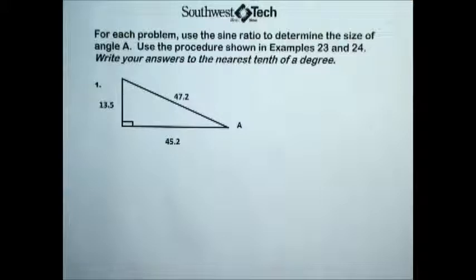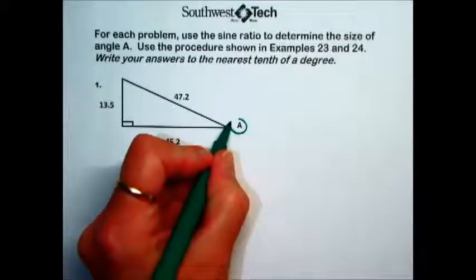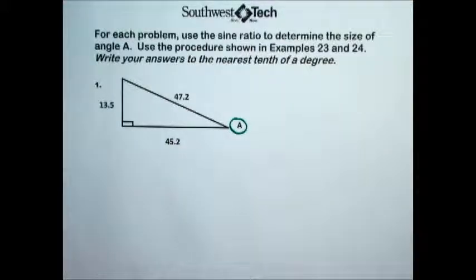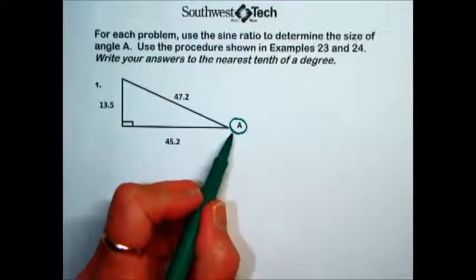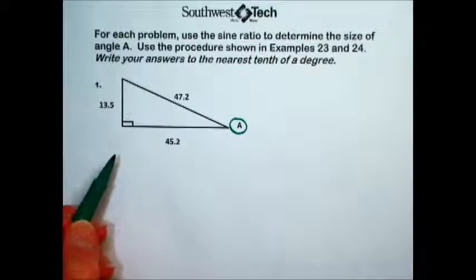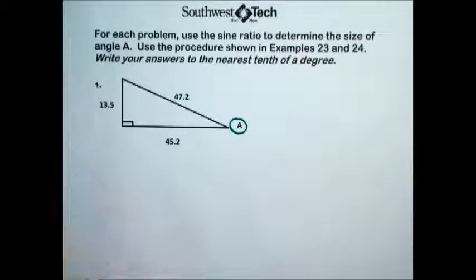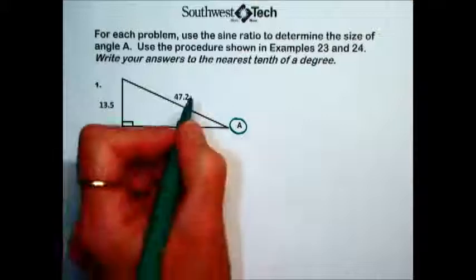The first step is to identify where the reference angle is. The reference angle is the angle that we're trying to identify the size of, angle A. Think of this as our home base or anchor to help us label the sides. That will be the next step that we need to do in solving this problem.